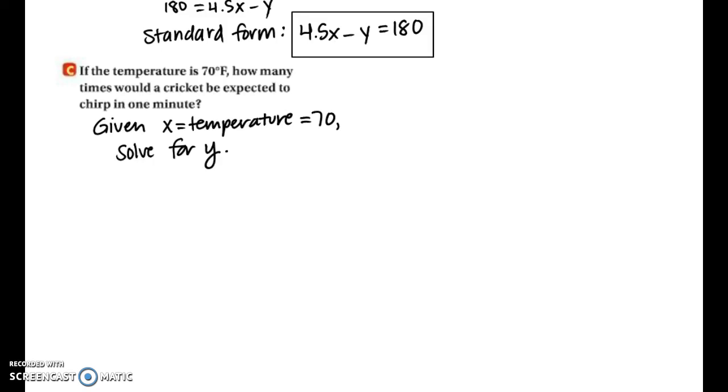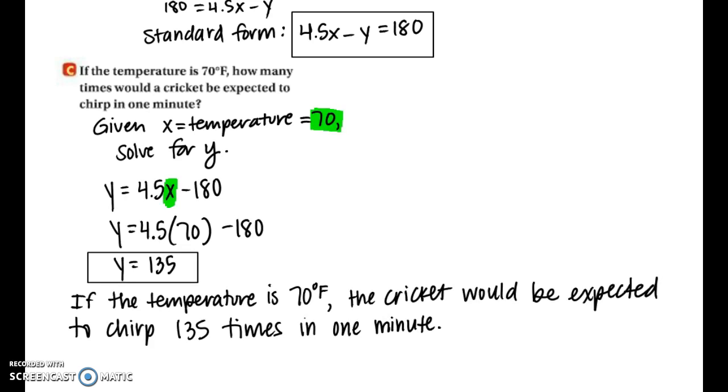Part C asks us to find how many times a cricket would be expected to chirp in 1 minute if the temperature is 70 degrees. Remember, x stands for the temperature in Fahrenheit, so we're going to substitute 70 for x in the equation. You could use either equation, standard form or slope-intercept, but because we're solving for y, the slope-intercept would be quicker. When substituting in 70 for x, we find out that y equals 135. Therefore, if the temperature is 70 degrees Fahrenheit, the cricket would be expected to chirp 135 times in 1 minute.